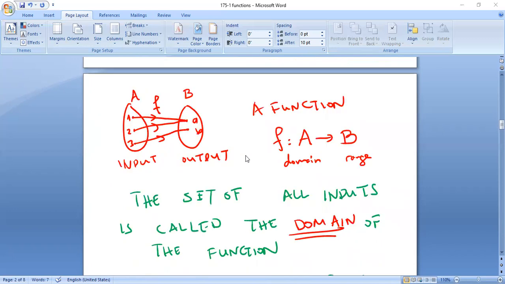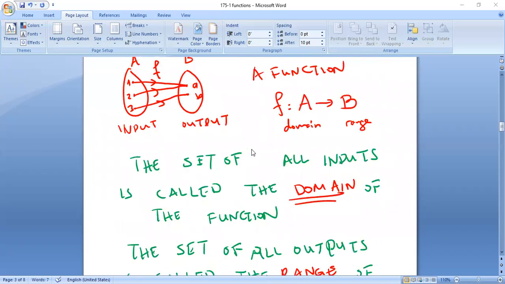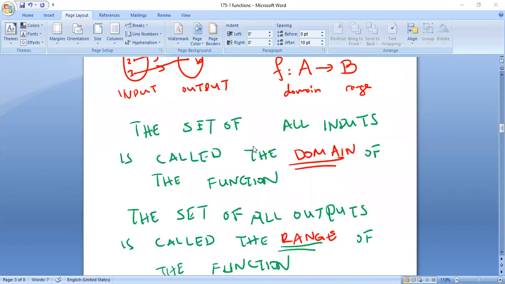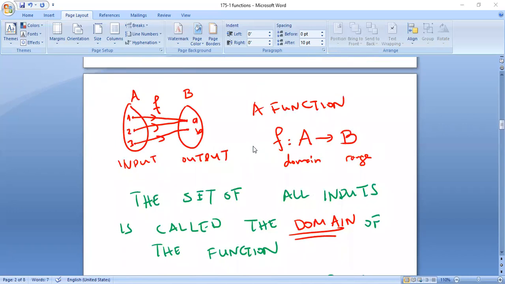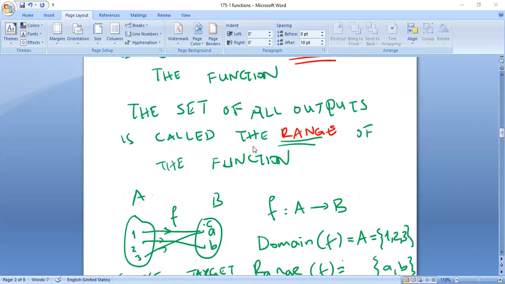And then there is a terminology here. We actually give a name to the set of all inputs, the name domain. This set, the set of all inputs, is called the domain of the function. And the set of all outputs of a function is called the range of the function. So here, A is the domain, B is the range.